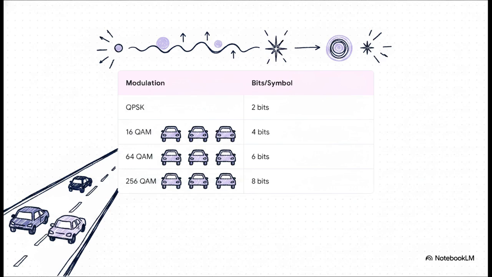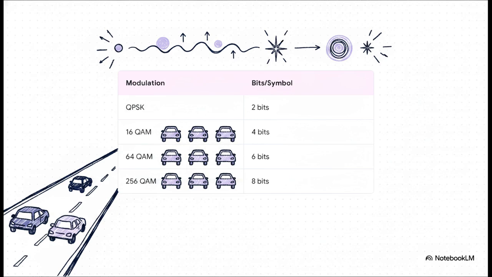And the next big variable engineers tweak is modulation. You can think of modulation as how tightly we can pack cars into our highway lanes. As your radio conditions improve, the network actually upgrades your modulation on the fly. We start at QPSK, which packs 2 bits of data per symbol.